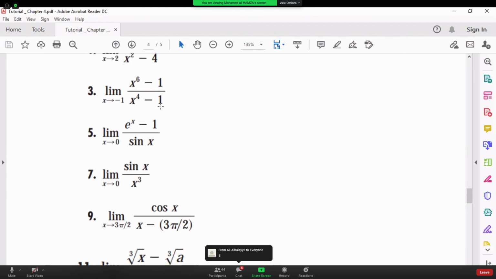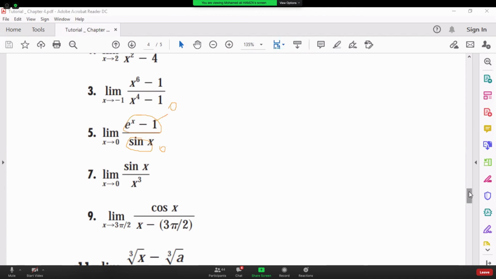5. Okay, here, do we have a problem in 5 or no? The answer is yes. Why? Because this one goes to 0 and this one goes to 0: exponential x and sine x. Then 0 over 0 is a hard problem. That means it's an indeterminate form.